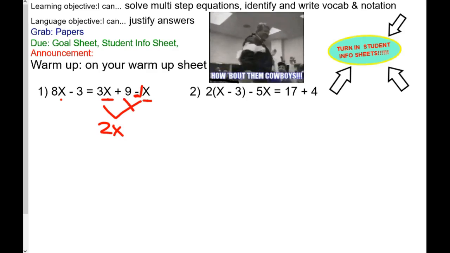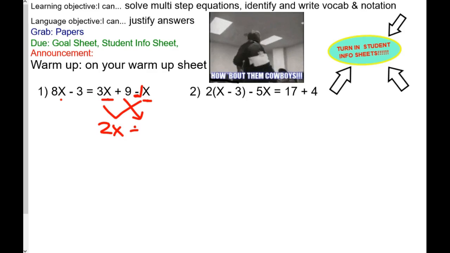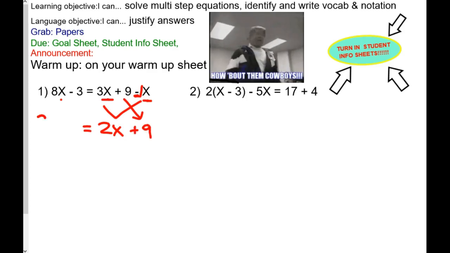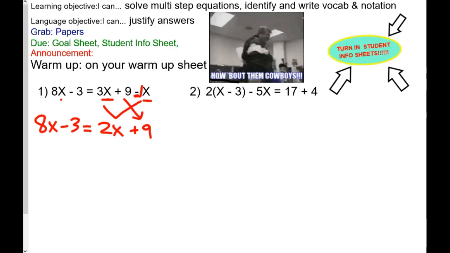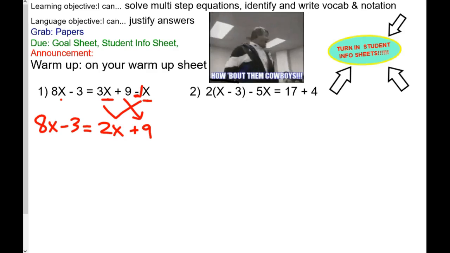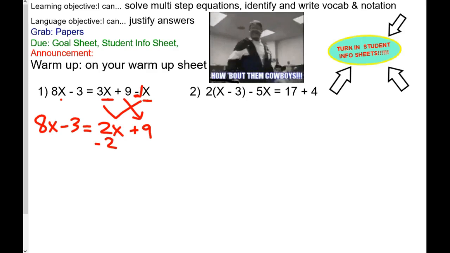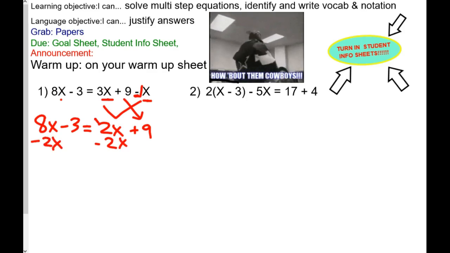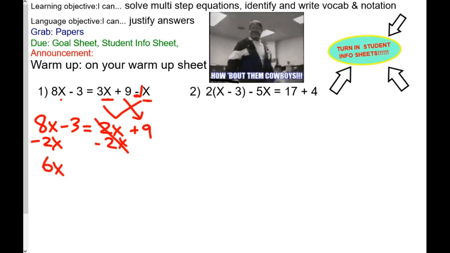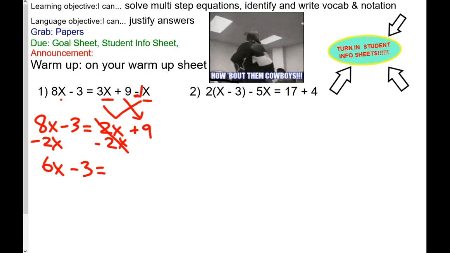Bring down what right here? Plus 9. Okay. Bring down 8x minus 3. Now, this looks like something we did last week. When we have x on both sides, what do we need to do? Okay, we cannot have 2 x's. We're going to get rid of 1x, and I like to get rid of the smaller x, which happens to be 2x. So it's a positive term. What do I do? Subtract. So minus 2x, minus 2x. These cancel. 8x minus 2x gives me 6x. Bring down minus 3 equals what? 9.